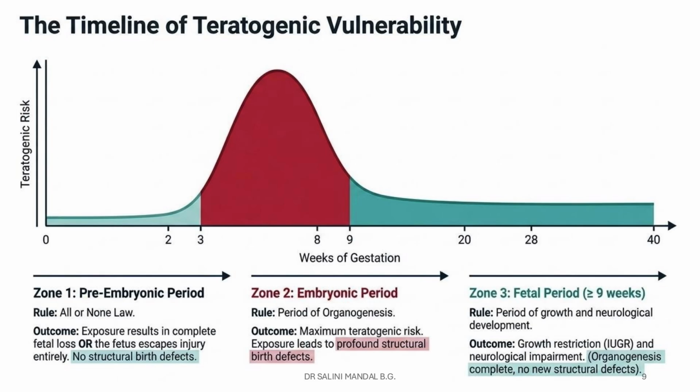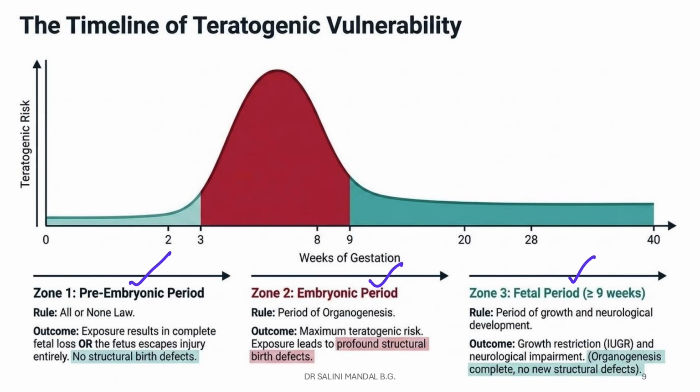So we have divided the entire gestational period into 3 zones. One is a pre-embryonic period, next is an embryonic period, and we have a fetal period. The pre-embryonic period is the one which follows the all or none law. All or none law means, if any teratogenic things have been affected, either there will be complete loss of the pregnancy or the fetus will escape the injury. Either there is a fetal loss, or else there will not be any kind of structural birth abnormality. That is the pre-embryonic all or none law.